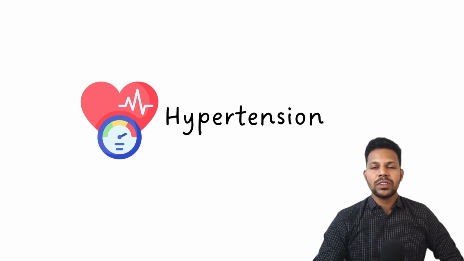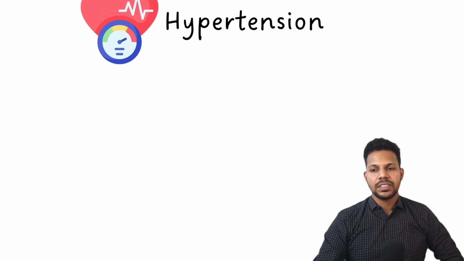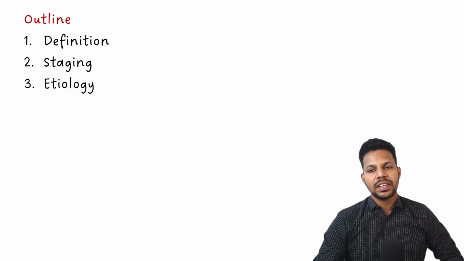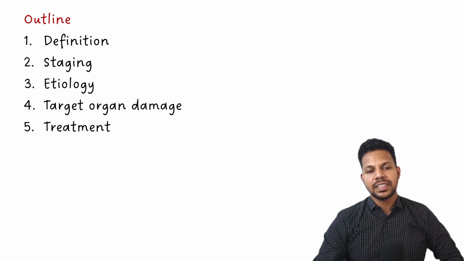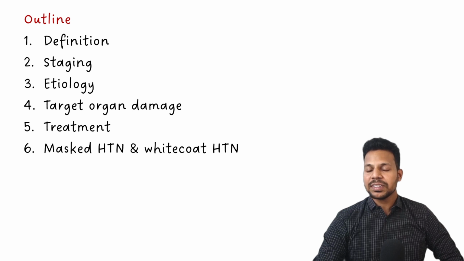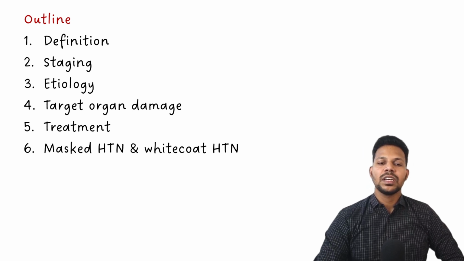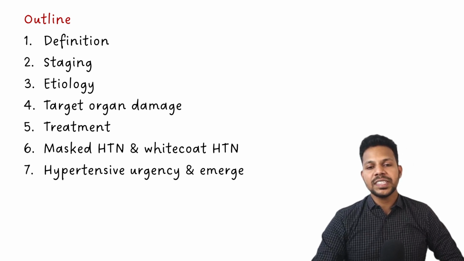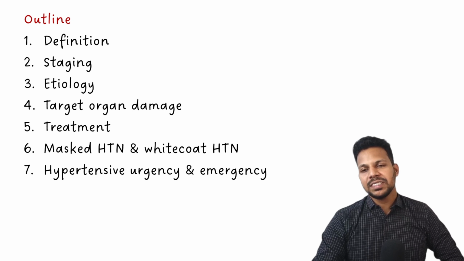Now, let's get deep into this topic, hypertension. We are going to discuss this topic in this brief outline, starting with the definition, staging, etiology, target organ damage, treatment. We'll discuss masked hypertension and white coat hypertension. How would you treat hypertensive urgency and emergency? What are they? And some tidbits at last.